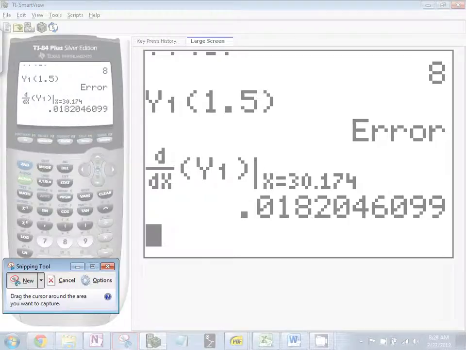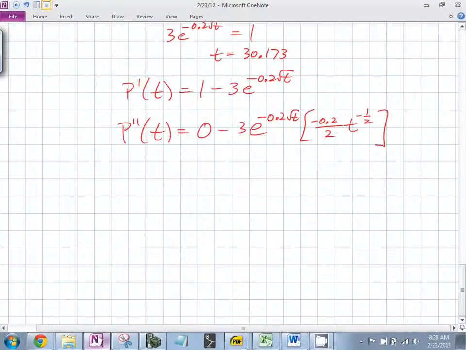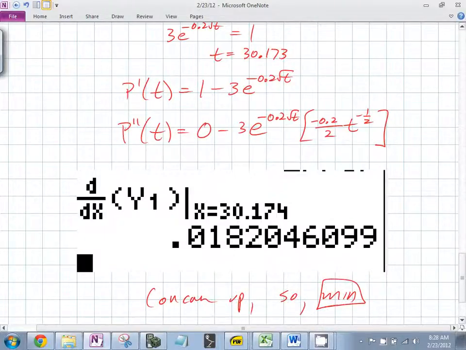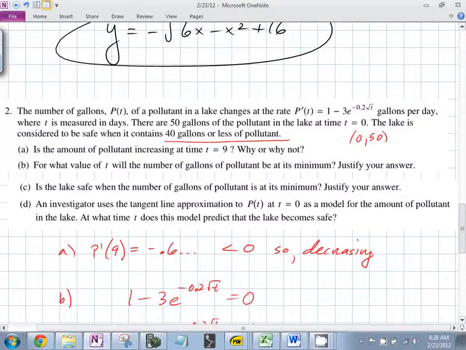So what does that tell you about the concavity at that x value? It's concave up, so what is it? Min. Okay, now it's asking, is the lake safe when the number of gallons of pollutant is at its minimum?